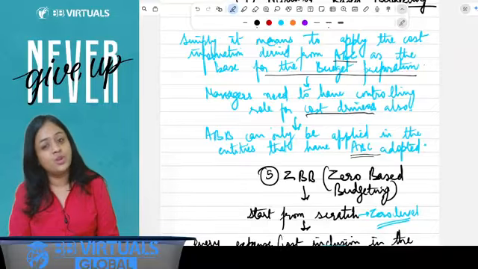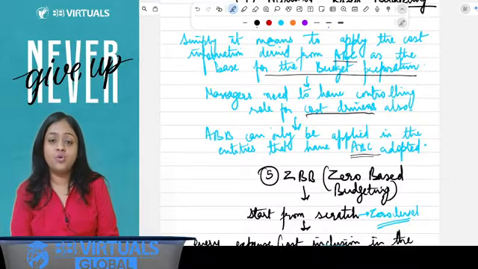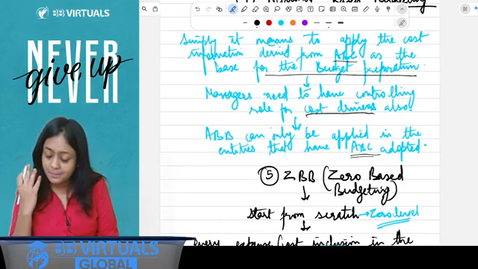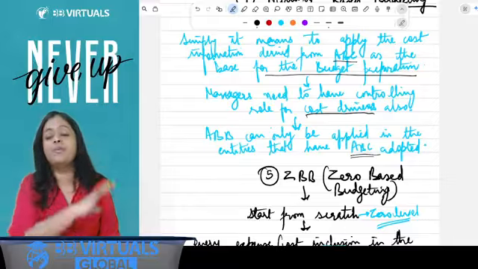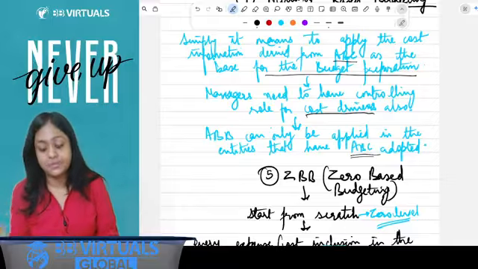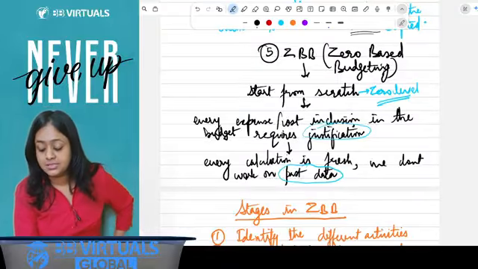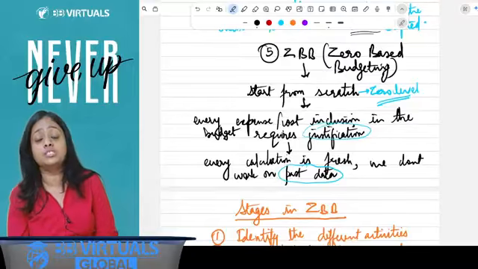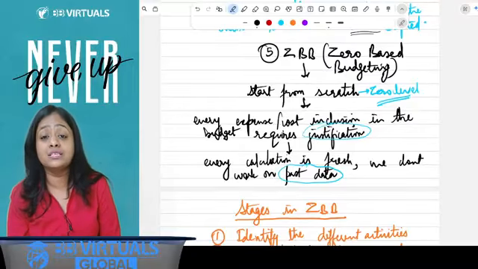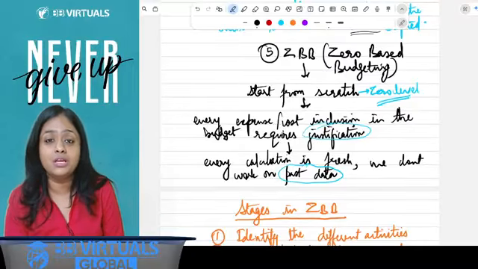Otherwise, ABB can never be applied if ABC is not already followed as an overhead allocation method. Simply, it is the same only, but when it is a part of budget, we call it ABB. Zero-based budgeting, one of the most important pointers. ZBB simply says, boss, start everything from scratch, give a reason for why we are including a particular expense.